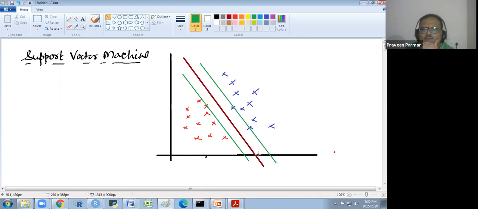What I want is that the distance between these two support vectors, or the margin plane as it is also called, should be as maximum as possible. This is called our d plus or d minus. And this is basically our plane, the hyperplane. These are our support vectors.